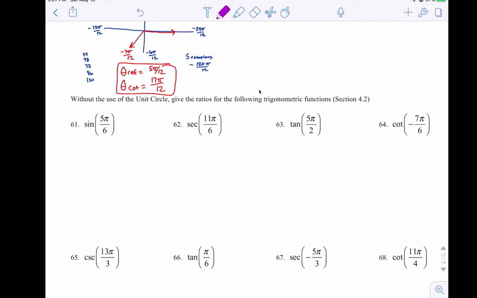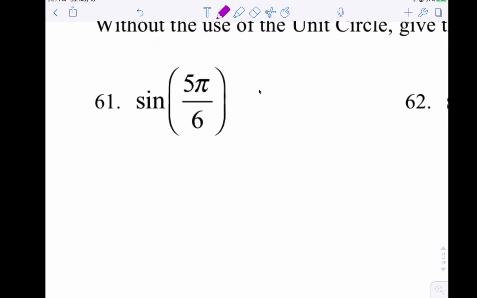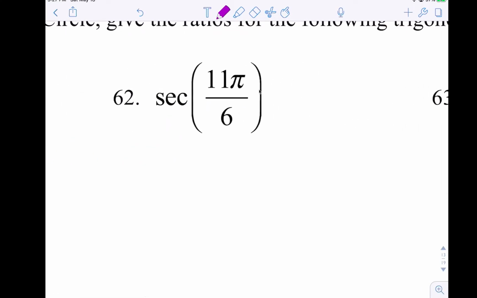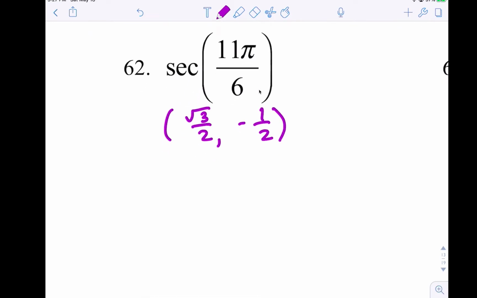Next one, you're just evaluating the trig functions. So sine of 5 pi over 6, positive y, so that is positive 1/2. Secant of 11 pi over 6. So 11 pi over 6 is root 3 over 2, and -1/2. So secant is the reciprocal of the x term. So that's 2 over root 3, which is then 2 root 3 over 3.